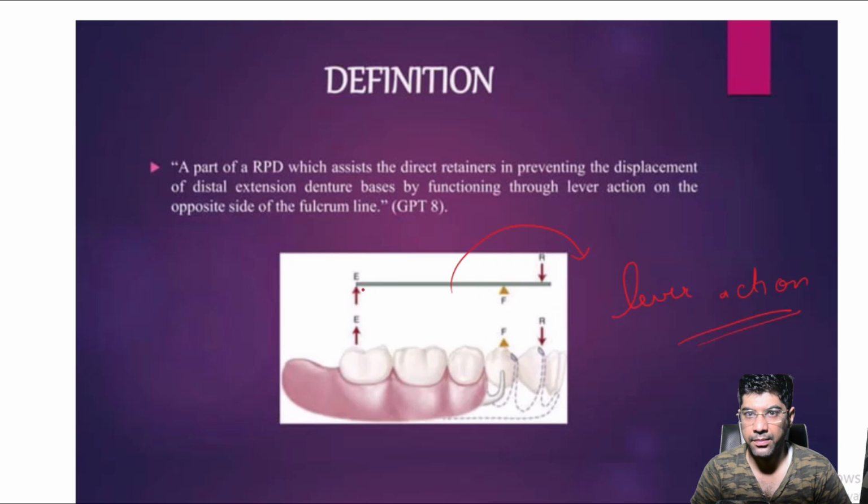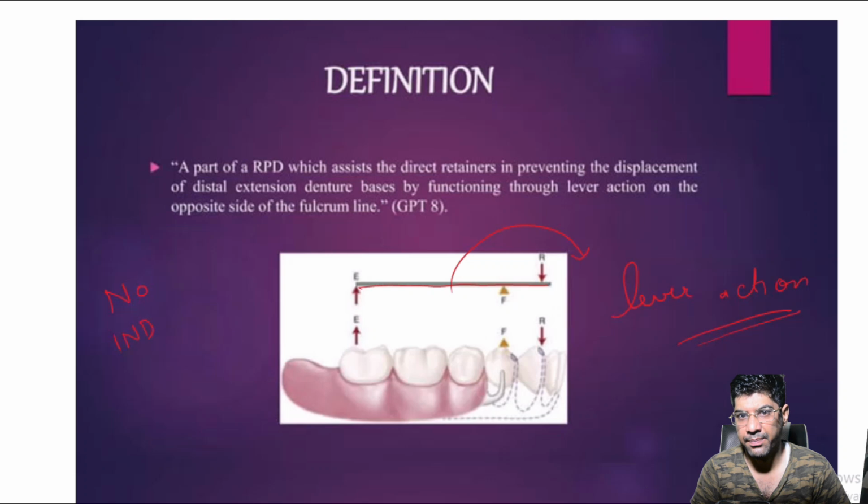So here is a diagram, the basic function of an indirect retainer. Notice how the denture rotates around this fulcrum line. The indirect retainer is placed perpendicular to midpoint of the fulcrum line that helps to resist the rotational movement.